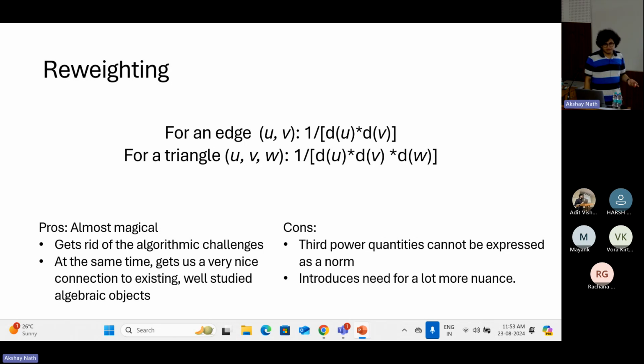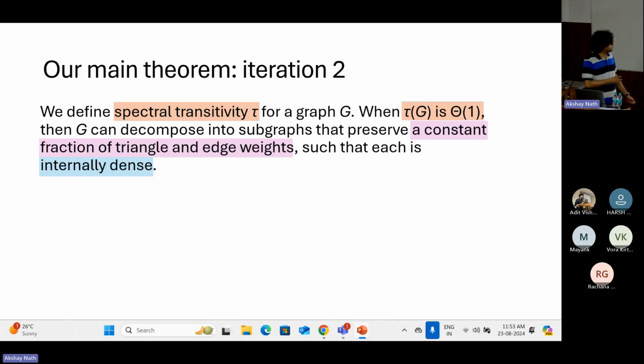It also needs our calculations to be a lot more careful. Earlier, you could just say, oh yeah, something holds. Now we need to be careful with the weighting. Each triangle needs to be considered differently because of degree and so on. So hopefully that tells you what our nice decomposition is. We no longer want to preserve a constant fraction of these triangles or edges. We want to preserve a constant fraction of the weights. Does that make sense? Any questions? Okay, I have 10 minutes.